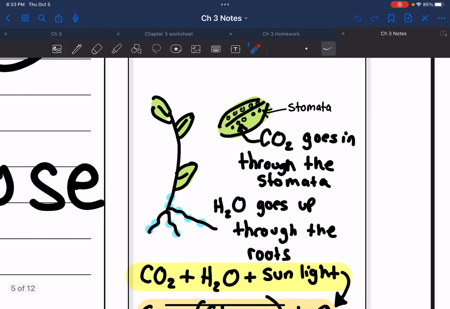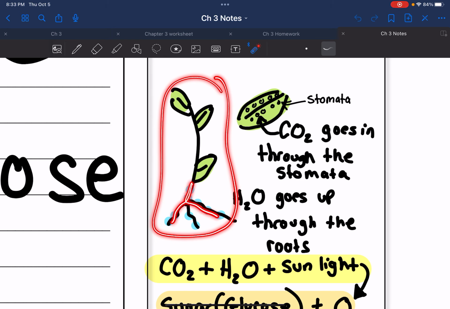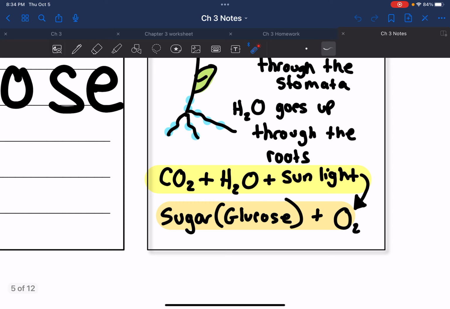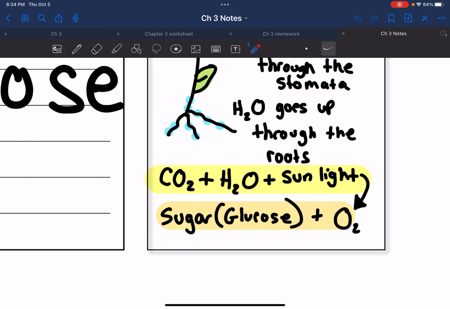Stage 2. Do you like my pictures? Okay, so here's a little planty plant, right? Here's its little roots. What is going up the roots? See the little blue? That's water. H2O goes up through the roots. CO2, which is carbon dioxide, goes in through the stomata. So I need two things: carbon dioxide and water. Here's that equation I was talking about. CO2 plus H2O, so carbon dioxide and water, plus the sunlight is going to equal sugar and oxygen, okay? It's a nice little mathematical equation.